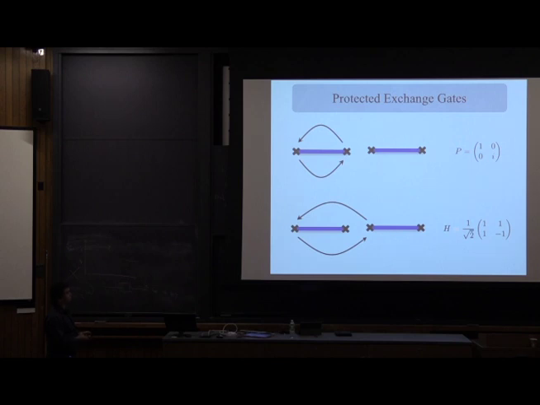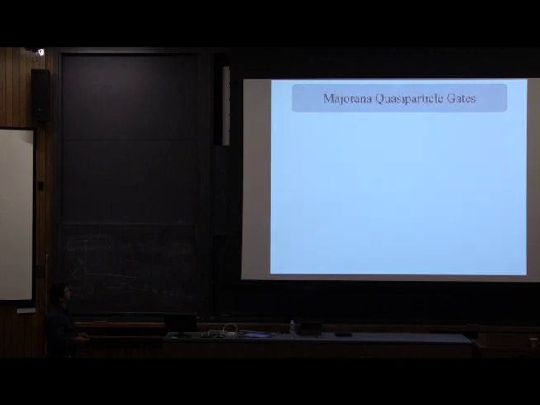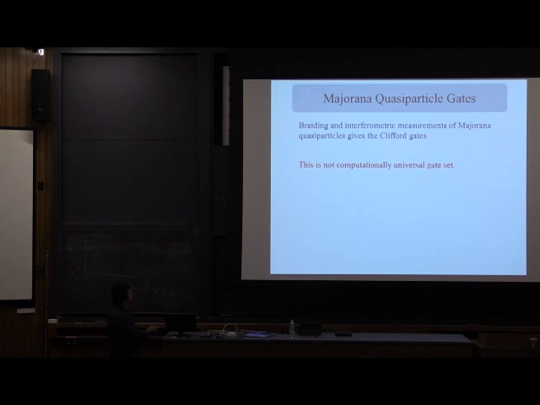Unfortunately, that's not enough because it just generates the Clifford gate set, which is not a computationally universal gate set. We need to supplement it with some other non-universal gates. One of those gates is the so-called T gate, which is a pi over 8 rotation. It turns out that we just need a single non-perfect gate to turn the set into universal quantum computing.